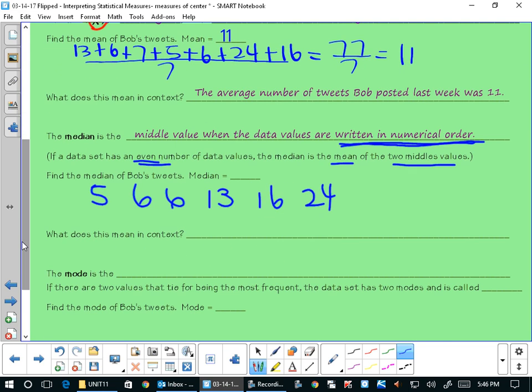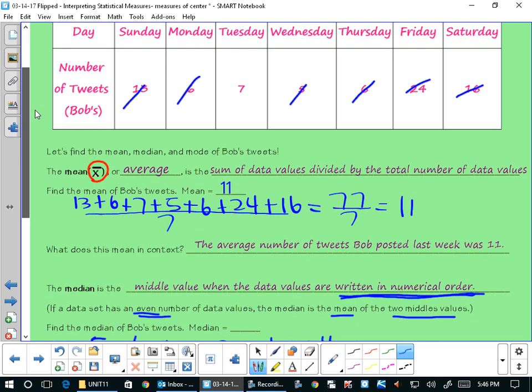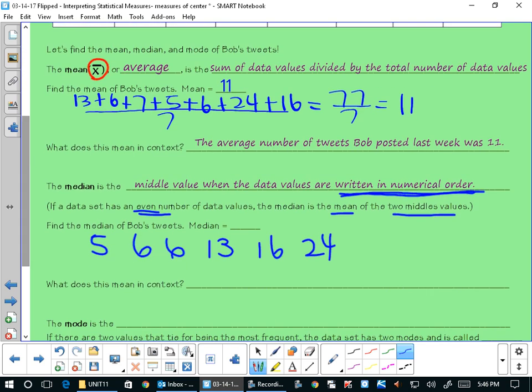Okay, and there are 7 numbers, 1, 2, 3, 4, 5. Uh-oh, did I miss one? I didn't put the 7. Silly Miss Sheets. Okay, there we go. So that's why I count and double check, right? So here we go. We have 7 numbers.